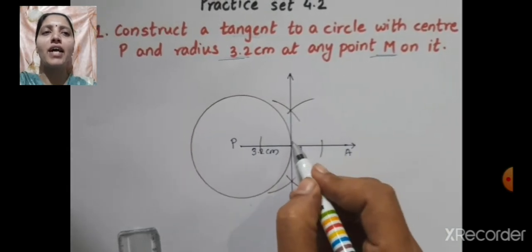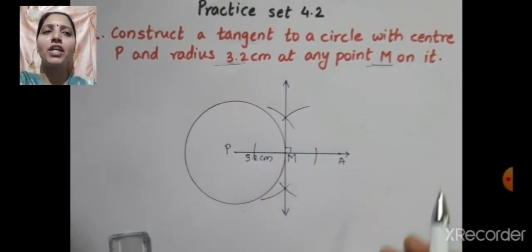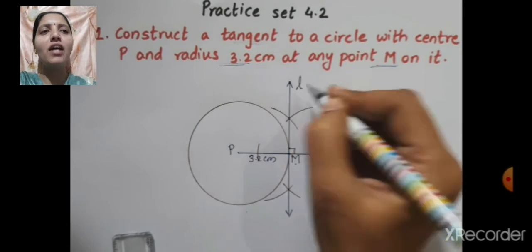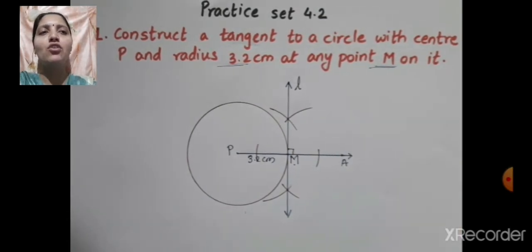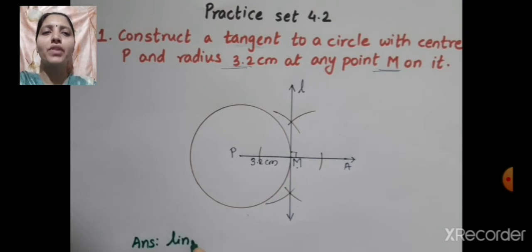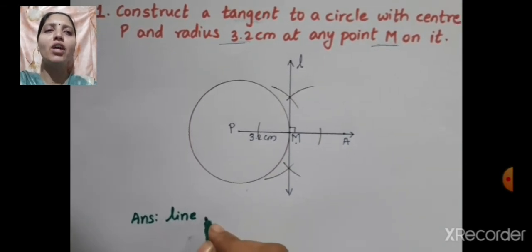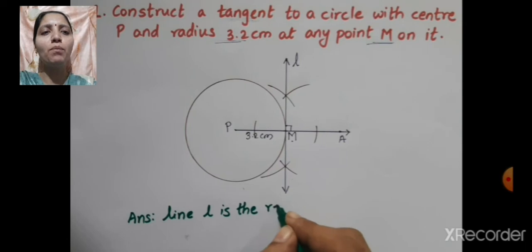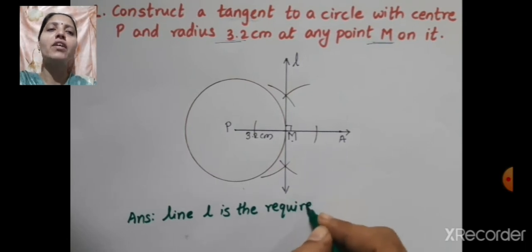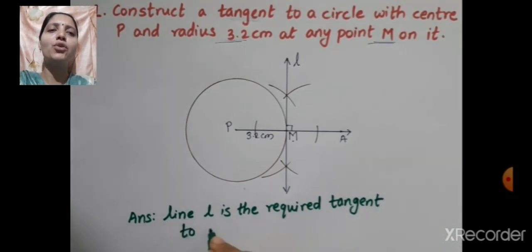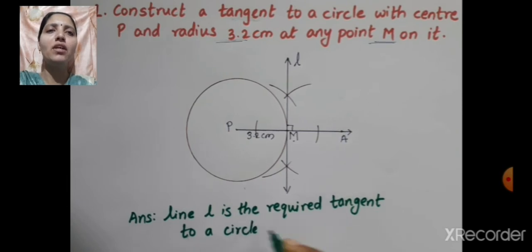Name this line as line L, and this is the perpendicular line at point M. And we know that tangents are perpendicular to the radius. So line L is the required tangent to the circle. You have to write the answer at the end: line L is the required tangent to a circle with center P. That way you have to write the answer.